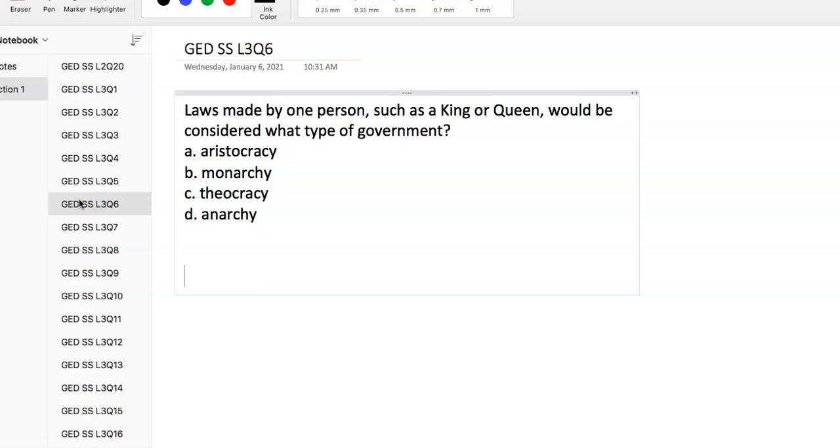Okay, laws made by one person, such as a king or a queen, would be considered what type of government? Okay, and that answer is, give me my pen, monarchy. Monarchy is the rule of one person. And aristocracy is the rule of elite class. Theocracy is the rule of the church. Anarchy is the rule of the mob. Okay, so those are the four there.